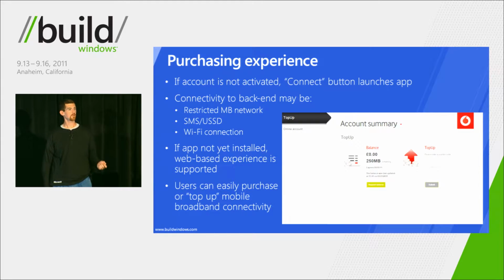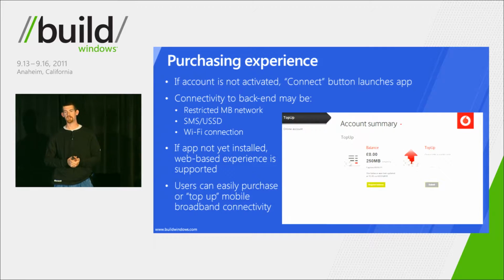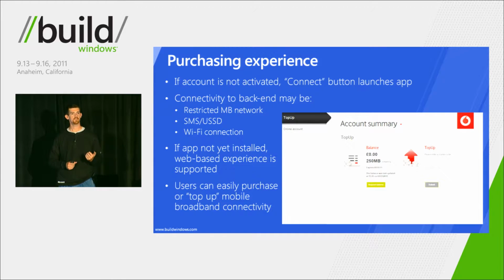Now, if the app's not installed yet, there's also the option for a web-based purchase experience, where you can have a URL that the user is routed to when they attempt to connect. That requires some other form of connectivity, obviously. We can do the provisioning from there, and then once the user gets online, then we will download and automatically install the app. That's useful for a case where the user plugs in a dongle, they don't have any other form of connectivity, and they expect it to just start working. Once they have either the app or the web-based purchase, that enables the user to easily top up or buy a plan and get online quickly.